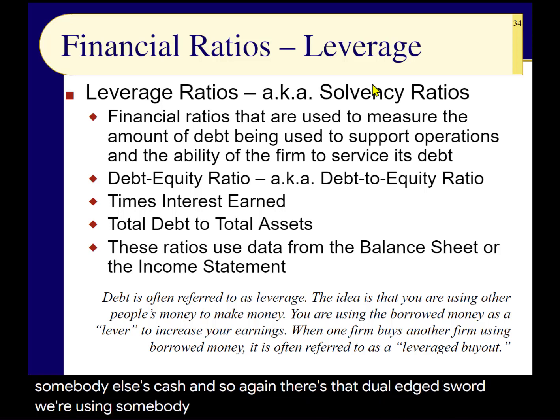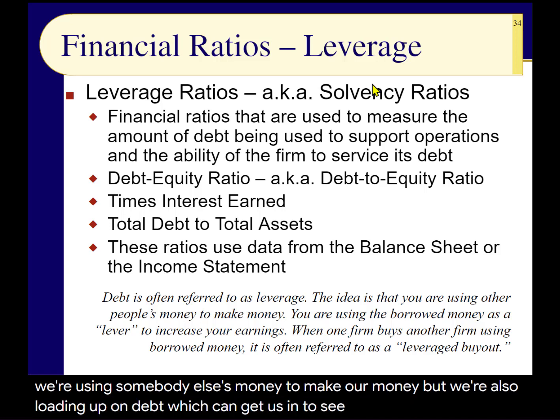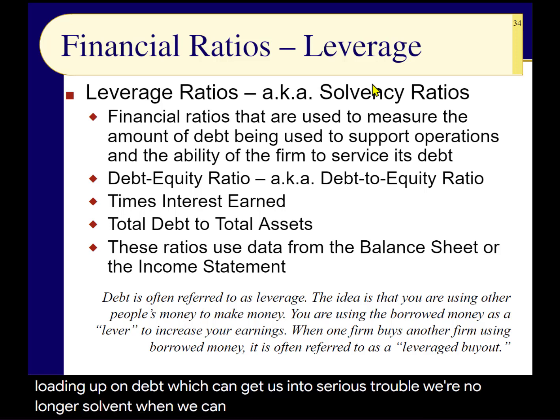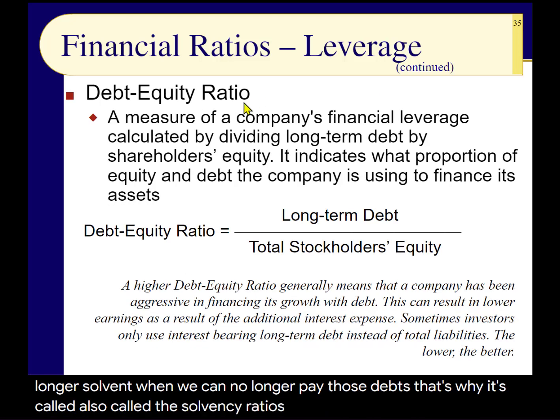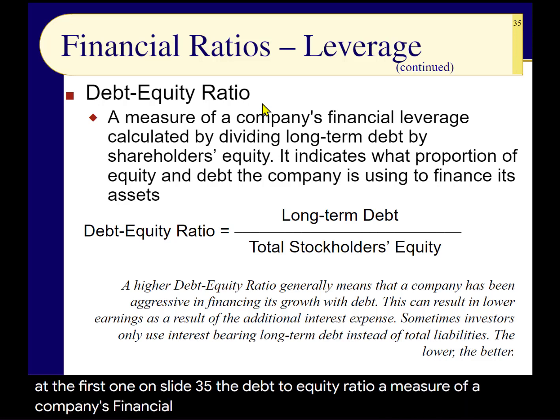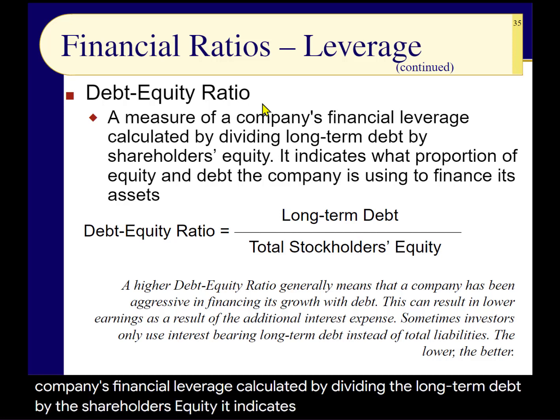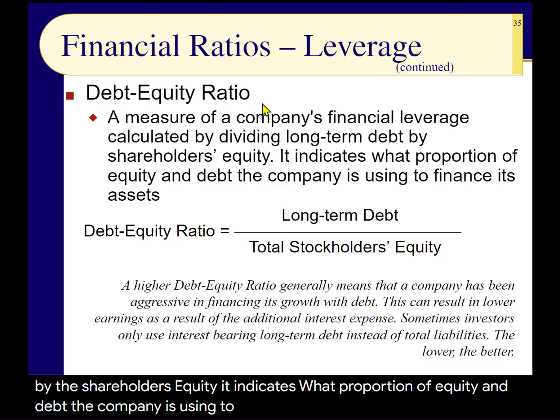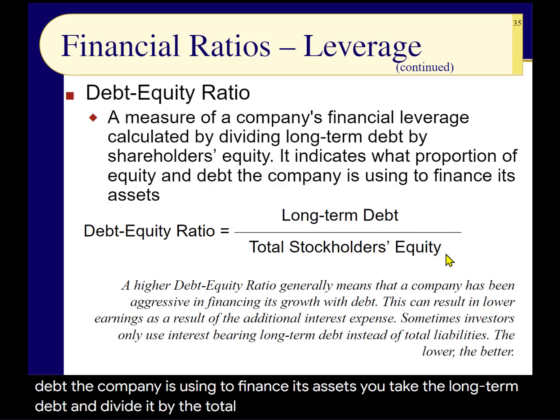We're using somebody else's money to make our money, but we're also loading up on debt, which can get us into serious trouble, especially when we're no longer solvent, when we can no longer pay those debts. That's why it's also called the solvency ratios. So let's take a look at the first one on slide 35. The debt to equity ratio, a measure of a company's financial leverage calculated by dividing the long-term debt by the shareholders' equity. It indicates what proportion of equity and debt the company is using to finance its assets. You take the long-term debt and divide it by the total stockholders' equity.